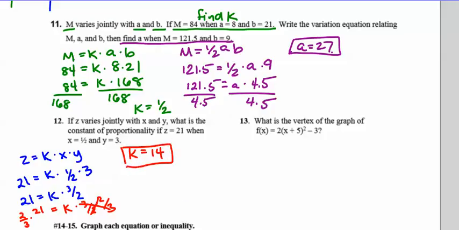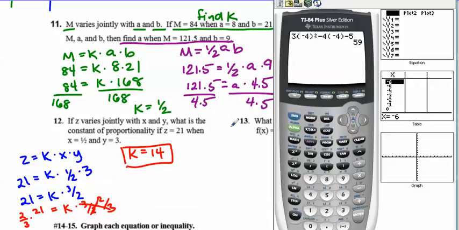If you want, you can do this on the calculator as well. So you could do 21 divided by, parentheses, we're dividing both sides by 3/2. By 3/2. And you should still get 14.